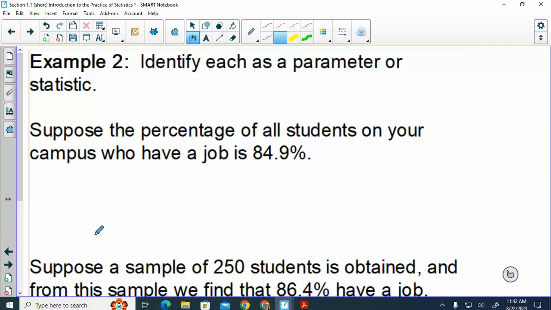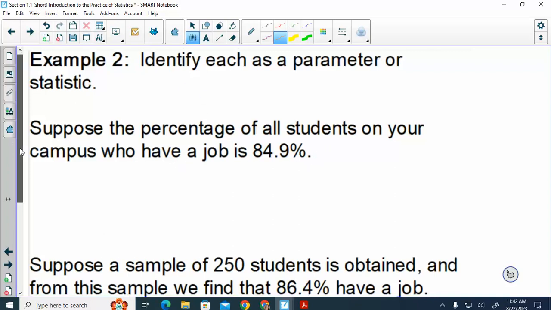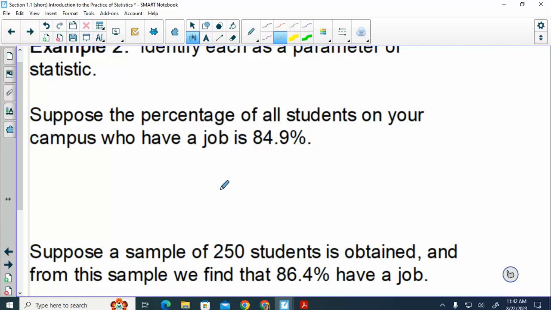Parameters or statistics. Suppose the percentage of all students on your campus who have a job is 84.9%. All right, so we have to first decide, are we talking about a sample or a population? Yeah, we're just talking about all students on our campus. So that's the population. So that means this 84.9% is a parameter.